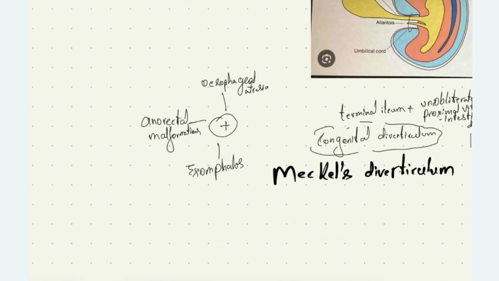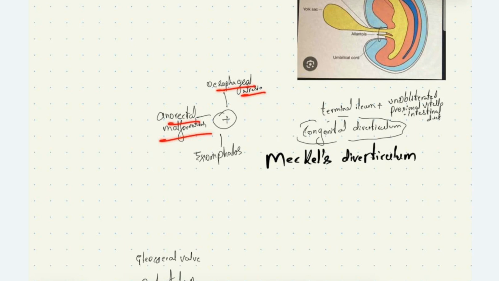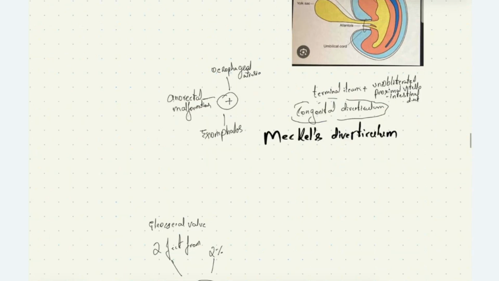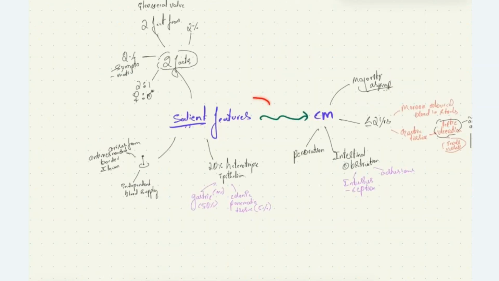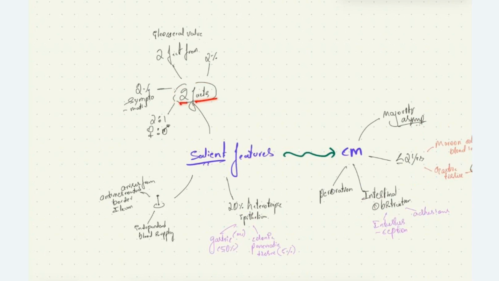Associated with Meckel's diverticulum, we can have esophageal atresia, anorectal malformation, and exomphalos. Some of the salient features of this disease are the twos. It is seen in 2% of the general population, and Meckel's diverticulum is 2 feet away from the ileocecal valve.